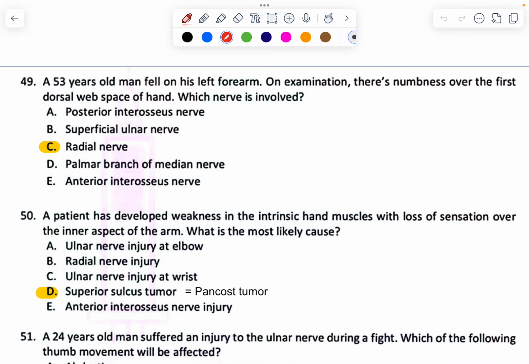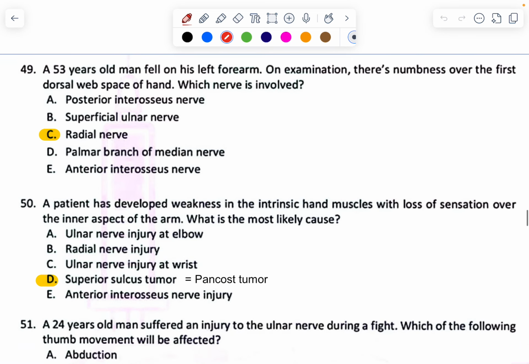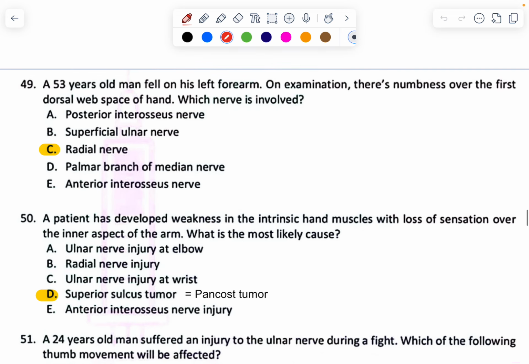A 24-year-old suffered an injury to the ulnar nerve during a fight. Which of the following? So this is the 50th question. Intrinsic muscles means ulnar has lost. Inner aspect means there are two, C8, T1. And if it is Pancoast, lower, that will lose the sensation. The ulnar nerve doesn't have a sensory supply to the medial cutaneous nerve of the arm. That is from the medial cord.